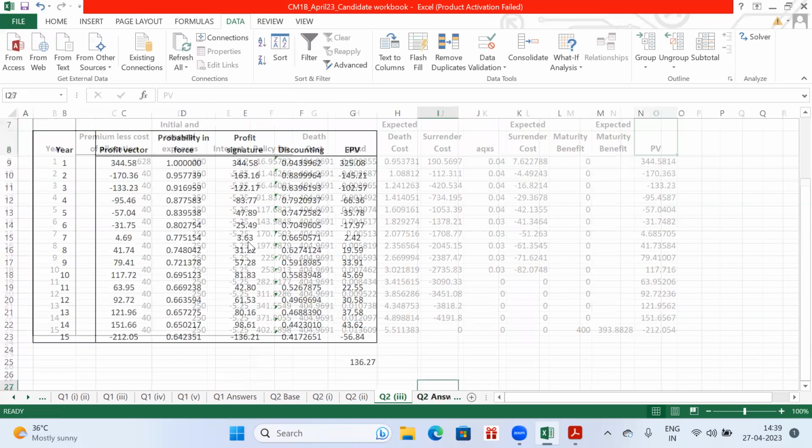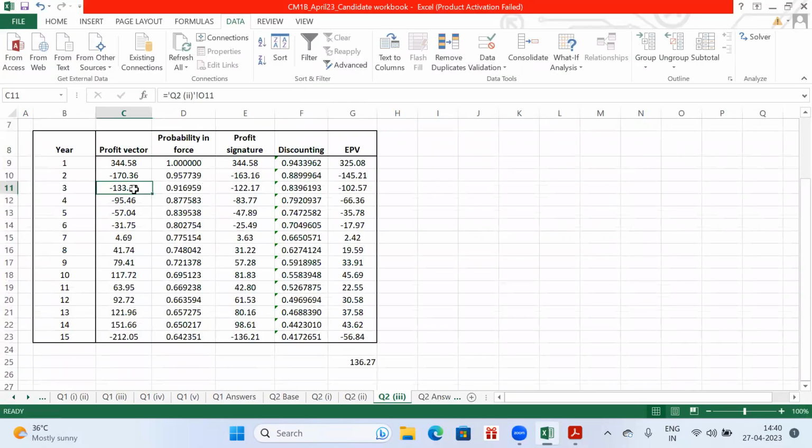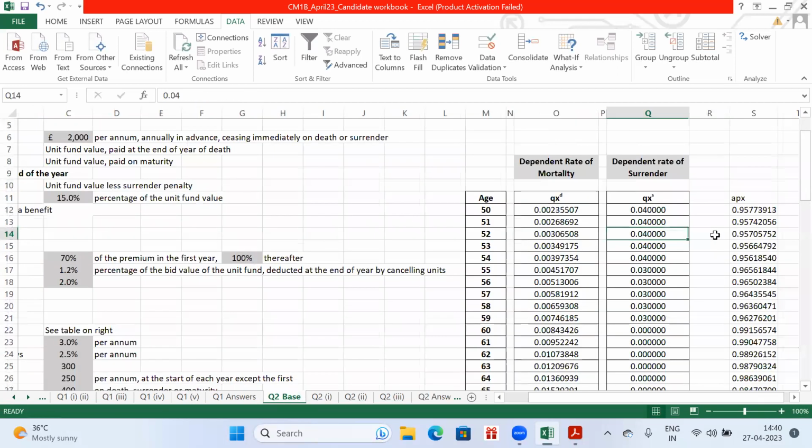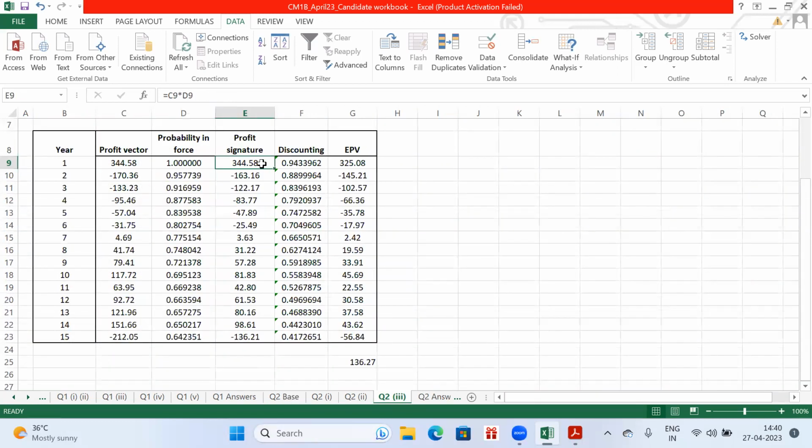Once we get the profit vector, we have been told to calculate the present value of the profit. So the profit vector is given to us. Probability in force can be calculated as 1, and this value is nothing but this value into the probabilities we have calculated in the base worksheet over here. And then profit signature is nothing but profit vector into probability.